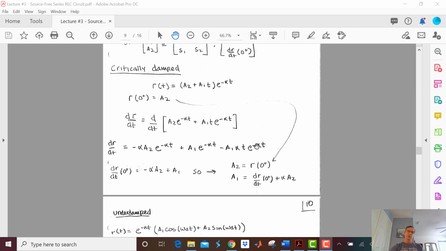So let's summarize for the critically damped case. A2, that's just equal to R of 0 plus. That's why I have a little arrow here. A1 is the formula we just came up with here, solved for A1, and we already know A2, so there's A1.